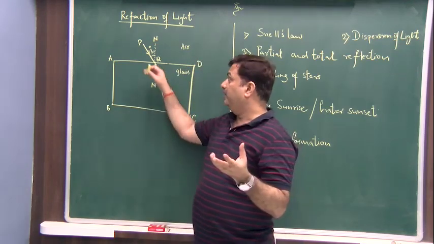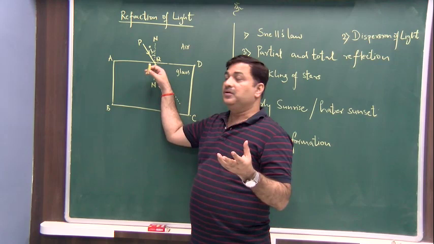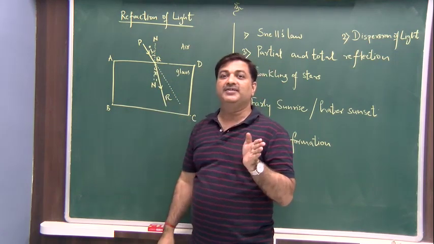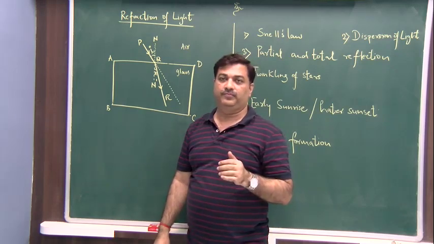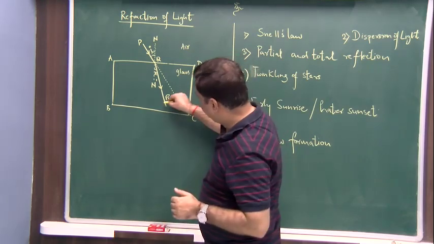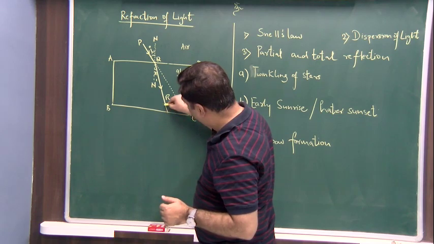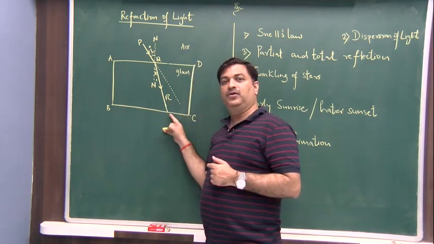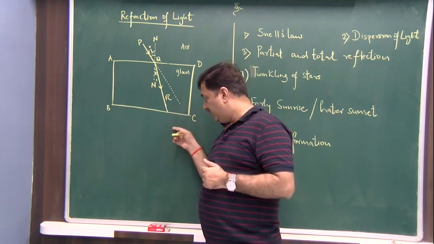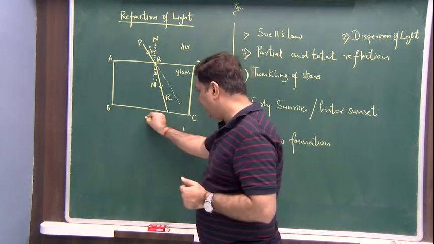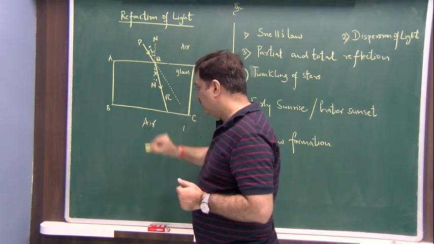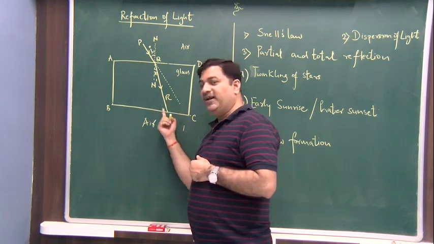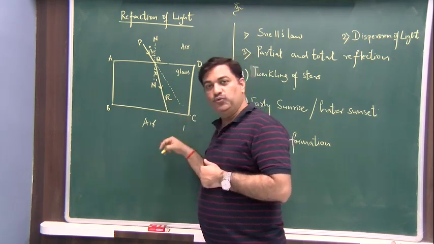That is, when the ray of light crosses a rarer medium and goes to the denser medium, it bends towards the normal. Okay? Now, this ray of light, let's say, has reached this border here. It has come to the borderline of the denser medium. Now it is about to enter air again, which is again a rarer medium.